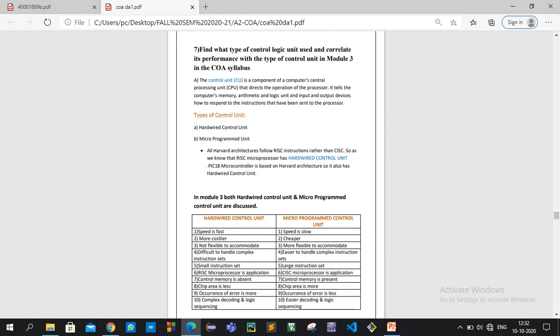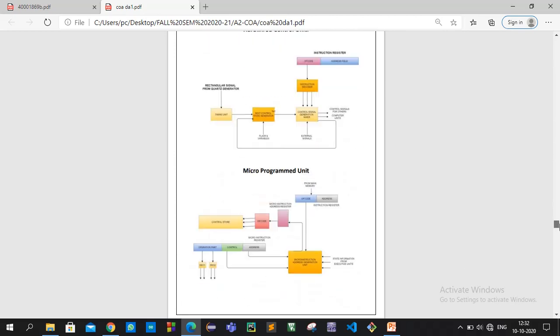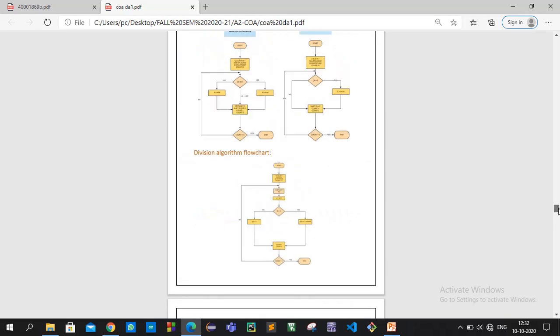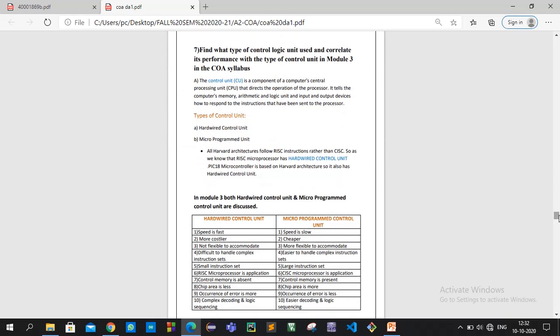So after gathering the information which is required, I tabulated the differences between hardwired control unit and microprogrammable control unit, and a bit of information related to the hardwired control unit. I searched for block diagrams of hardwired control unit and microprogrammed unit from Tutorials Point, and I used again the Draw.io site to draw these diagrams, and I tabulated this in Excel.